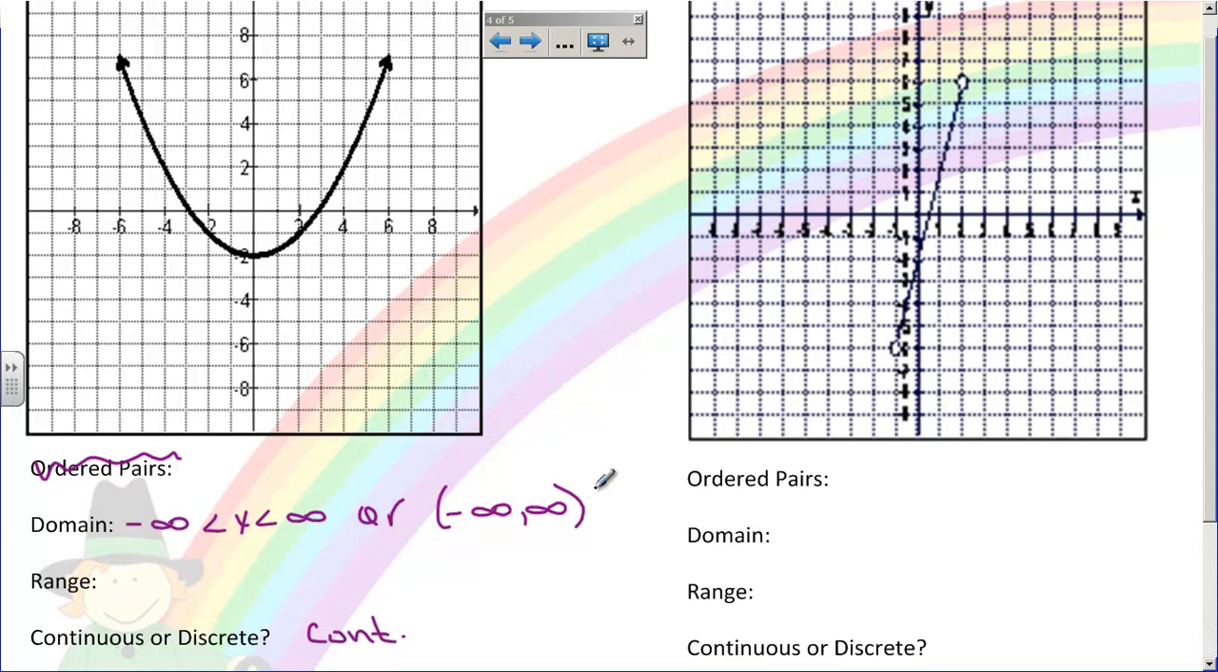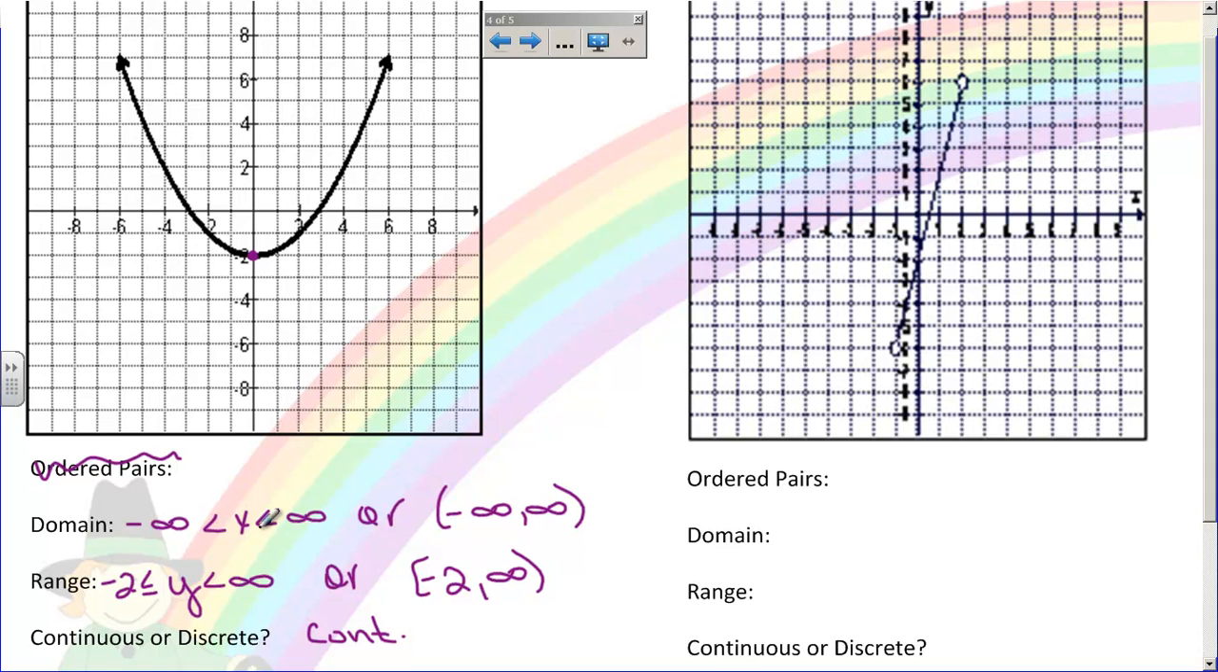Now the range for this graph is just a little bit different because you remember range goes from bottom to top, because it is the y values. This graph actually has a bottom point at -2, and there's actually a point there, so it's included. But the arrows mean it goes up forever and ever, so it continues on to positive infinity. So it goes from -2 to positive infinity, and that -2 is included, so it gets a bracket.